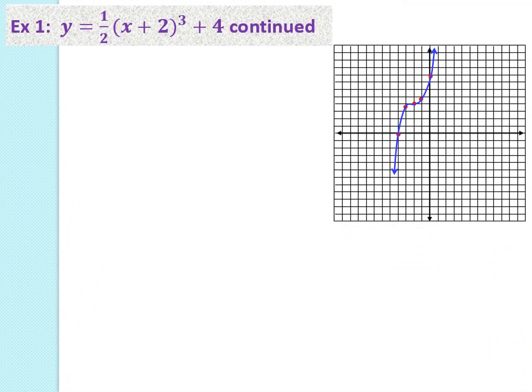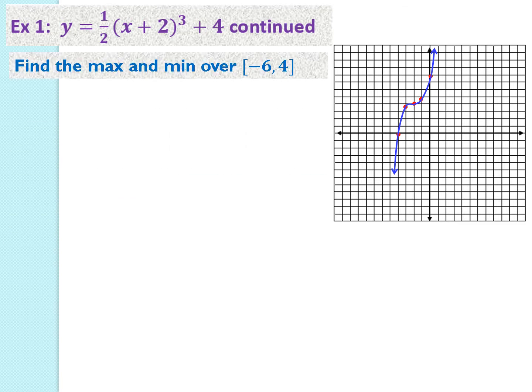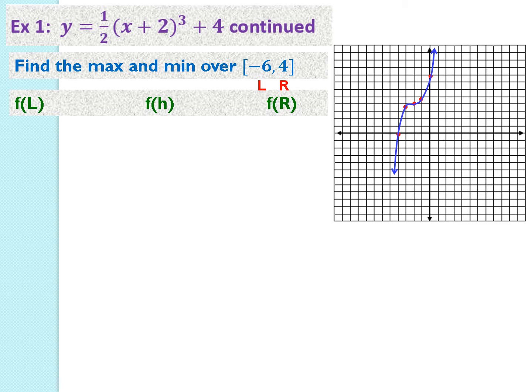Let's look at max and min over an interval. So if I ask you to find the max and min over the interval of negative 6 to 4, this is where we have left and right, and we know we have to do f of L, f of H, f of R. So my H value from the equation above is negative 2.